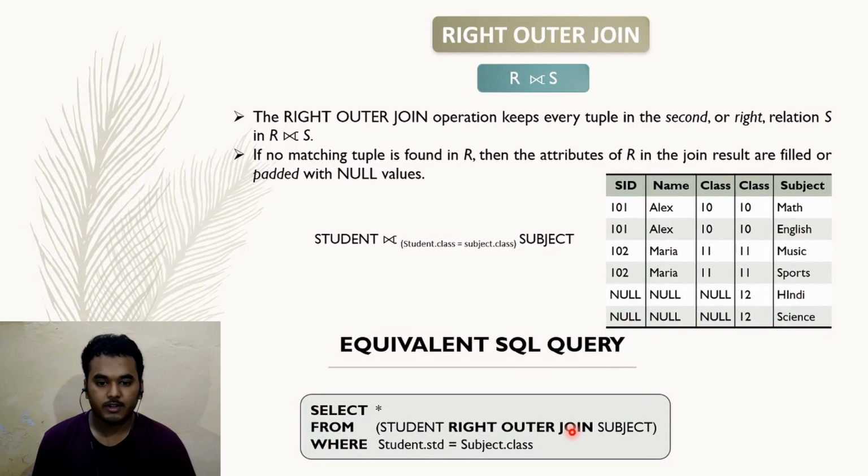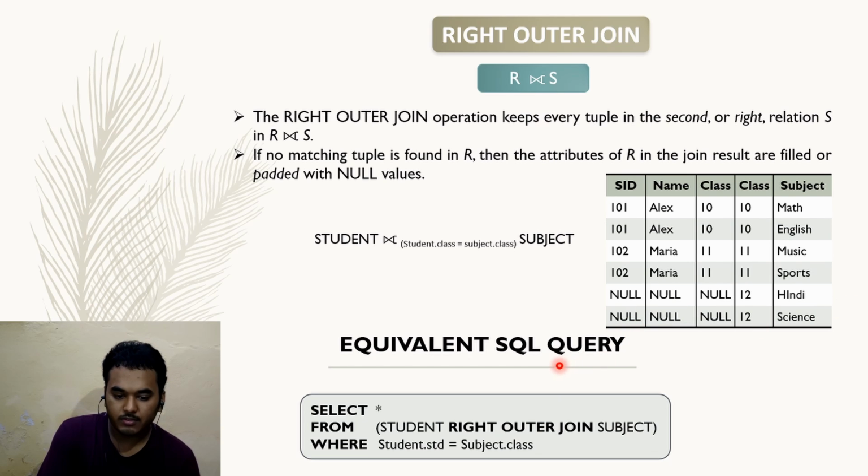Right outer join. The right outer join operation keeps every tuple in the second, or right, relation. If no matching tuple is found in R, then the attributes of R in the join result are filled with padded or null values. So here's an expression of right outer join. Here you can see that all the tuples of the right relation, that is S, are kept, and for those which have a matching tuple in R, the values are displayed in their respective attributes, but for those which don't have one, null values are displayed in the attribute values.